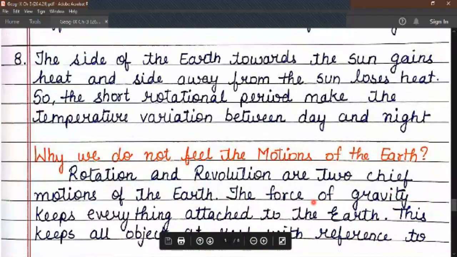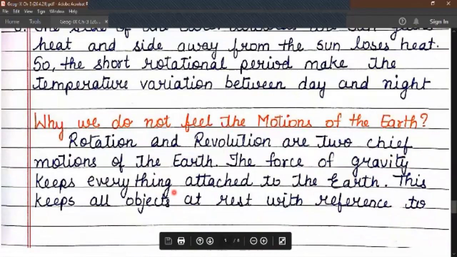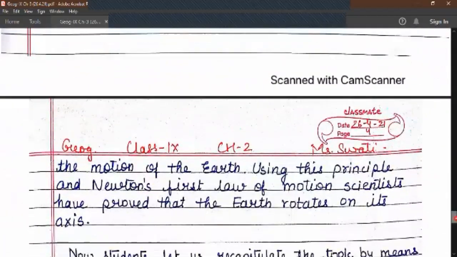Now, why do we not feel the motion of the earth? Rotation and revolution are two chief motions of the earth. The force of gravity keeps everything attached to the earth. This keeps all objects at rest with reference to the motion of the earth. Using this principle and Newton's first law of motion, scientists have proved that the earth rotates on its axis.